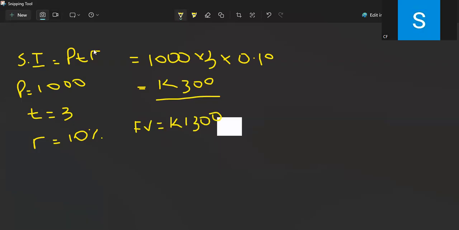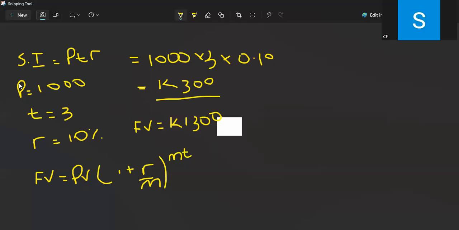Now, suppose we're asked to calculate our compound interest. So we have a formula which is given by the following. Future value is equal to present value times (1 plus R over M) to the power MT. This is a general formula.